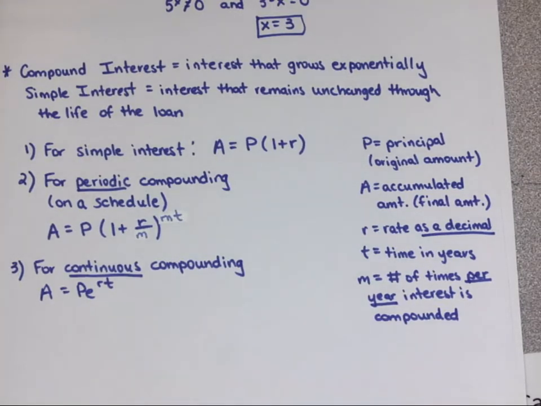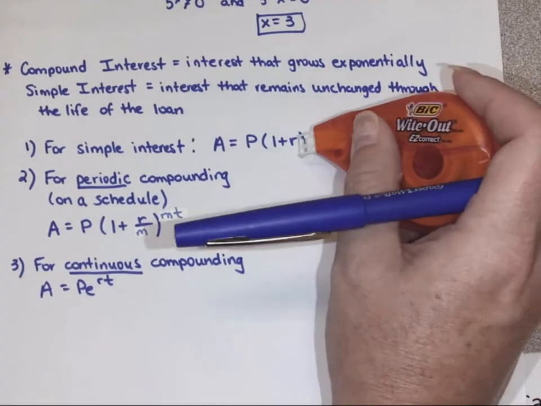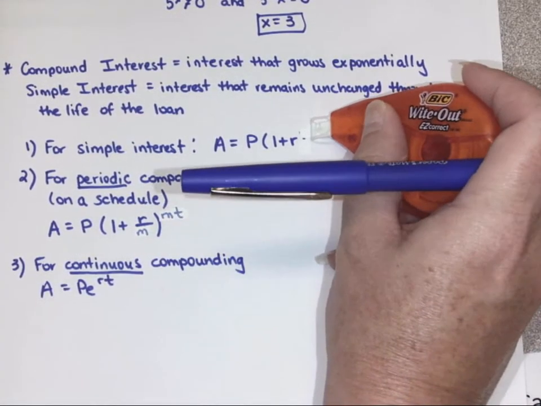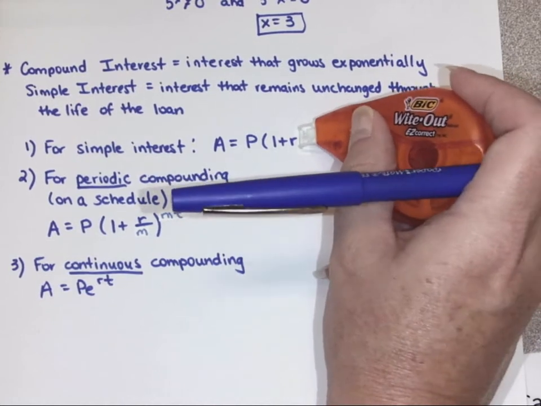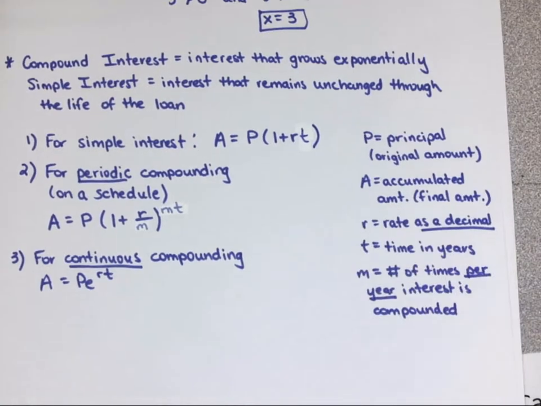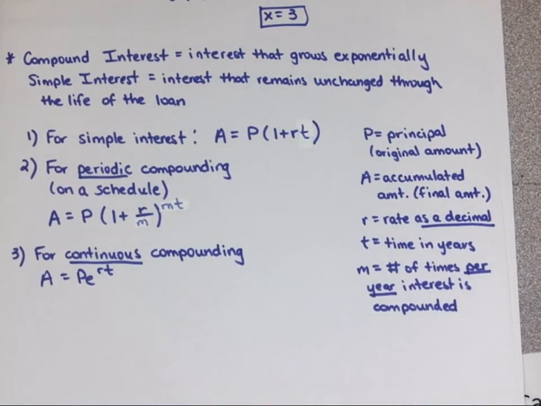Okay. So before we move on, I want to alter this simple interest formula, because this is the formula if it were only 1 year. But most often our money is probably going to be invested for more than 1 year, so just add a T in there. It's actually 1 plus R times T if T is more than 1 year.